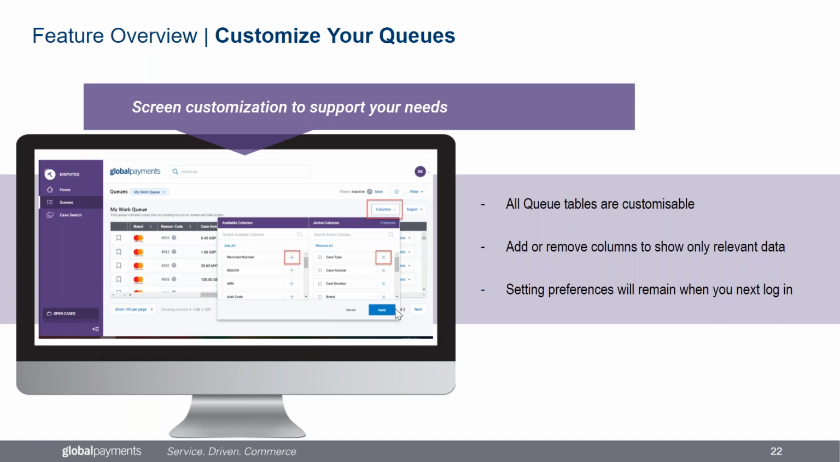So again, you can add or remove columns to show only the data that you want to see, only what's relevant to yourself, and you can save that. So this setting will be set and will be your preference. So the next time that you log in, you'll be able to see that information. So again, you're able to filter and you're able to do a lot of different things, as well as you could do in Merchant Portal. You're also able to export.